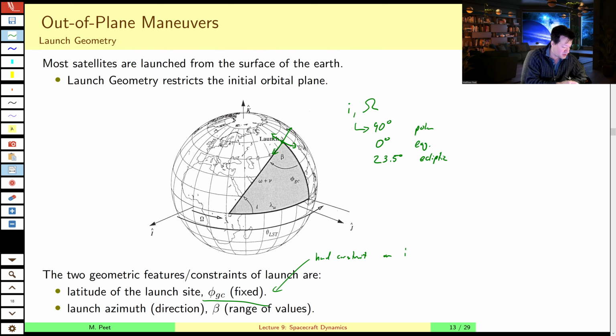So we're going to concentrate on the relationship between launch azimuth and its restriction, launch site, which is clearly restricted depending on which site you choose, and the inclination. That's the main focus of this lecture.